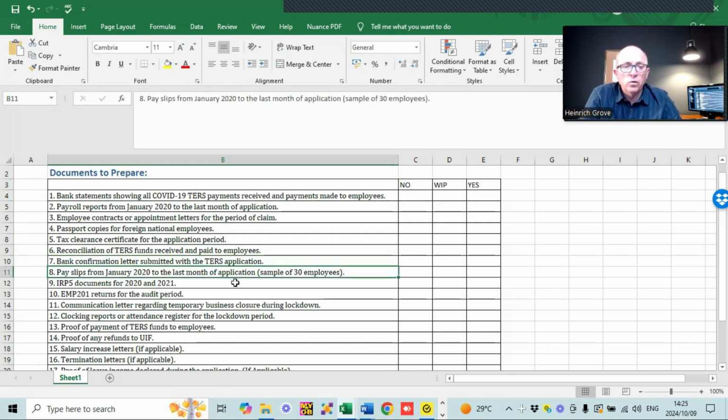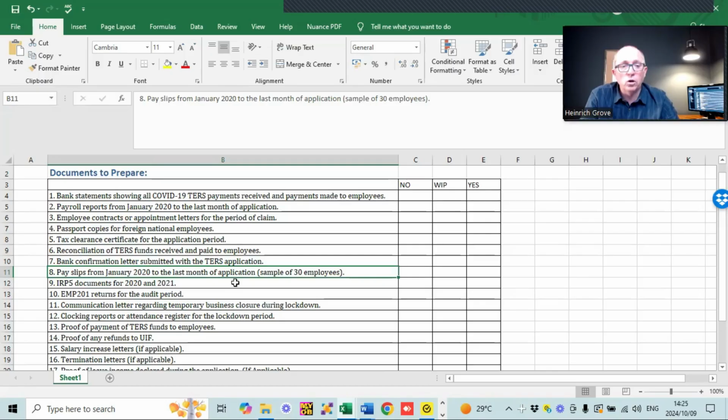Payslips. Now they ask for payslips from January 2020 to the last month of the application. The problem at the moment is that the UIF system is broken. We can't get into uFiling, so we can't see what was declared during those months. Hopefully you guys did save your UIF declarations for those periods, because you obviously need to submit payslips. If you have a payroll program, print your payslips from that and send them through. If you don't have that one, don't worry.